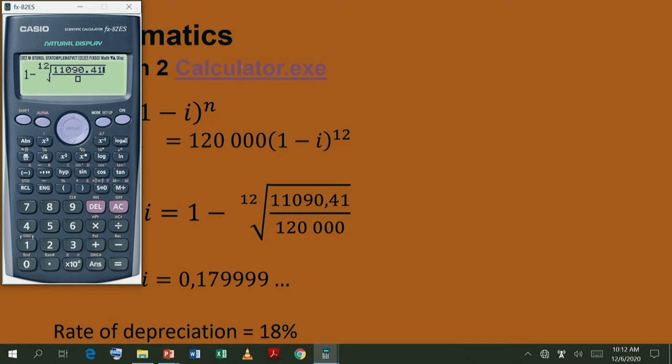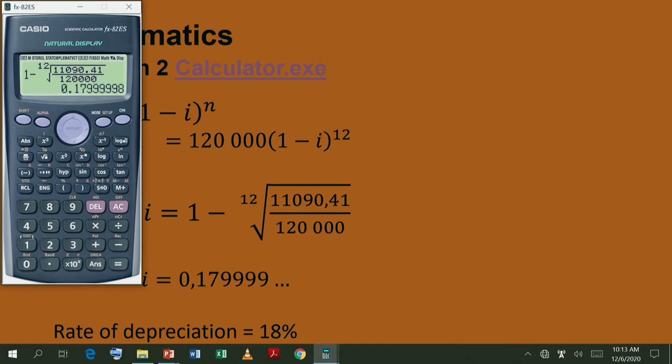1.109041. And then you can either press the sign that shows you must go to the right, or the down arrow or the right arrow, any one of the two. Then you type in 120,000. That's what we have. Once you have done that, it looks exactly the same as in the question, or in your calculations, then you press the equal sign.